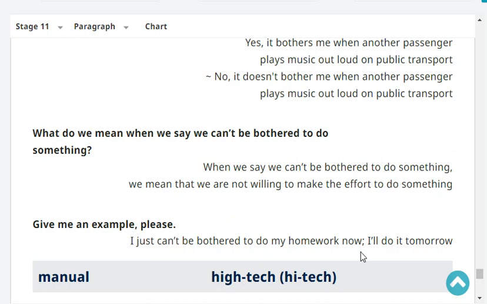What do we mean when we say we can't be bothered to do something? When we say we can't be bothered to do something, we mean that we are not willing to make the effort to do something. Give me an example, please. I just can't be bothered to do my homework now. I'll do it tomorrow.